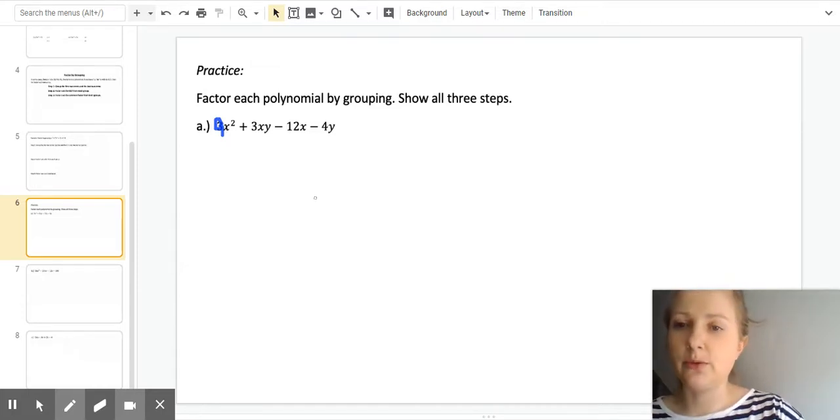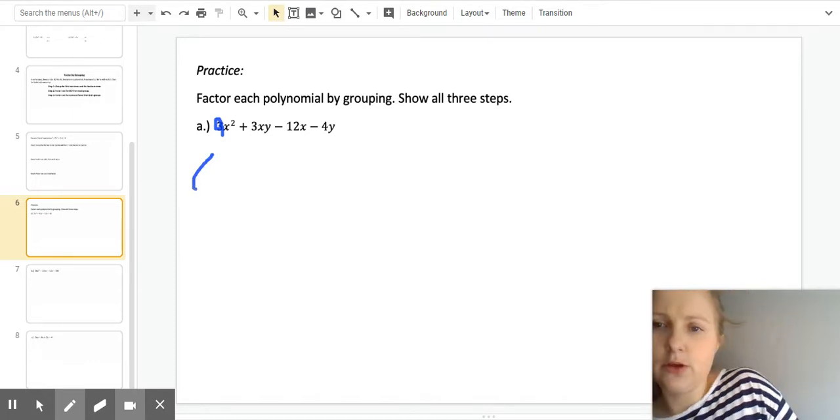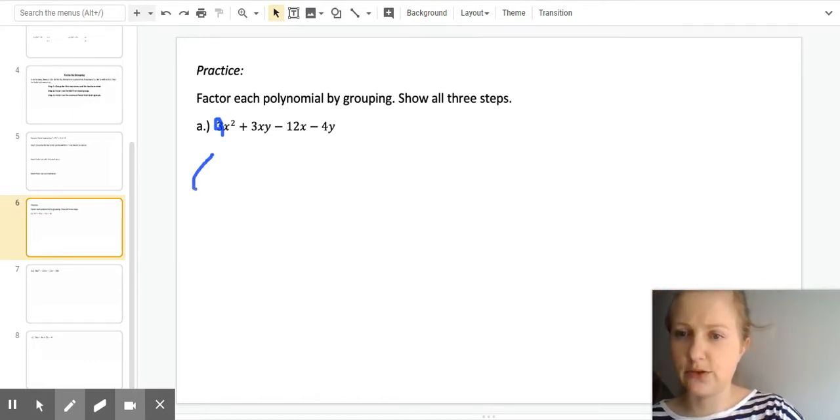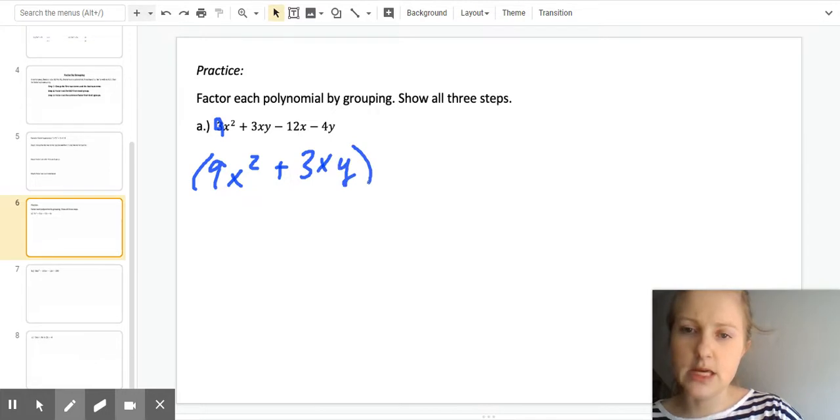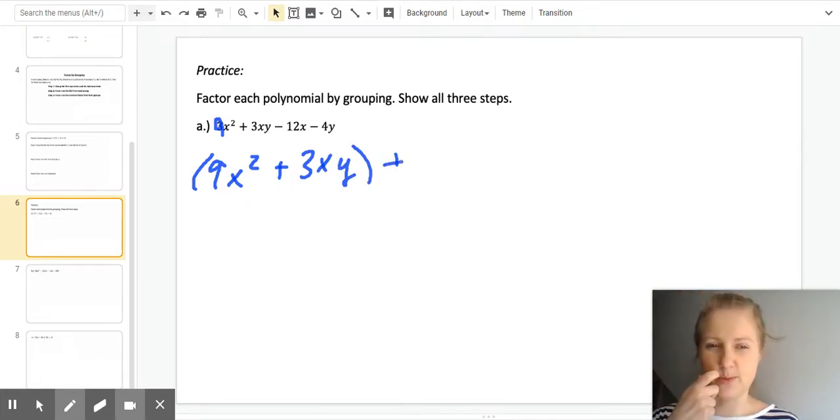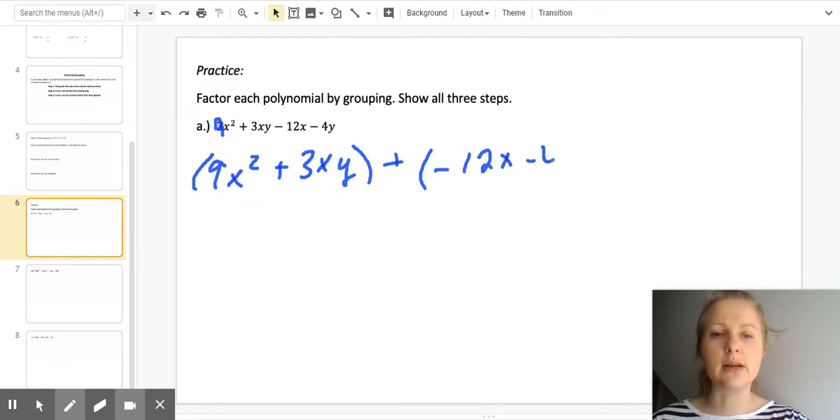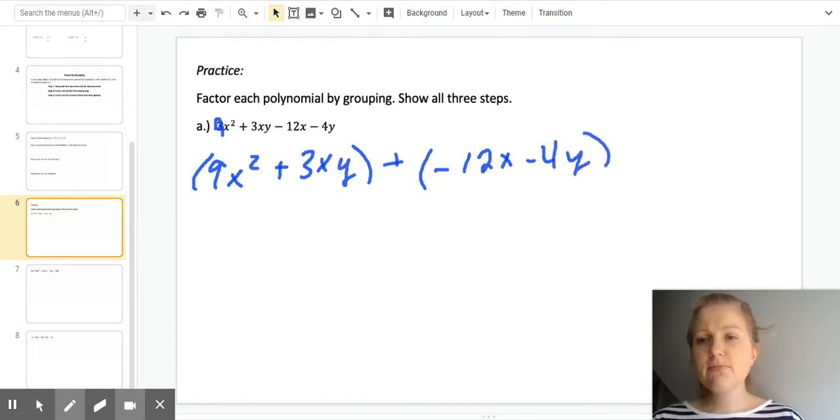So first step, we want to group the first two. So group the first two. So 9x squared plus 3xy. And then plus, I like to always put plus, even though this is a minus right here, I'm going to put plus and then keep that 12x negative. So minus 12x minus 4y. So then we factor out a GCF from each set of parentheses.